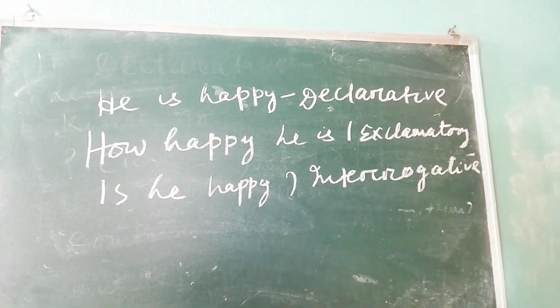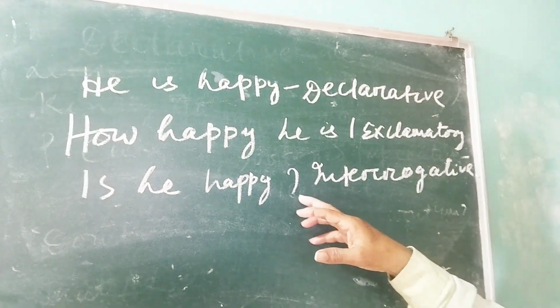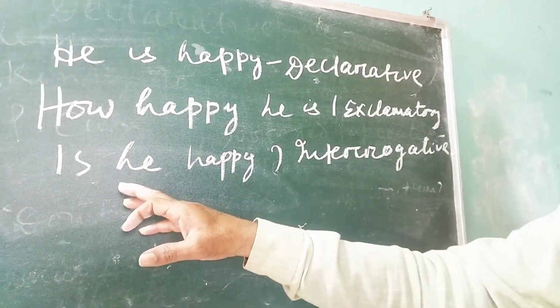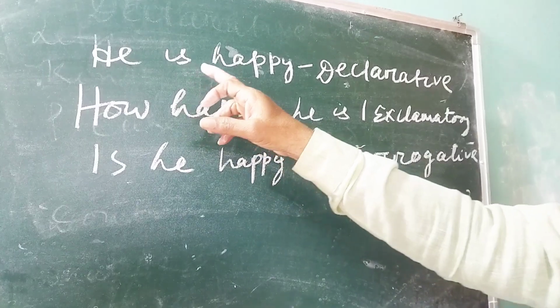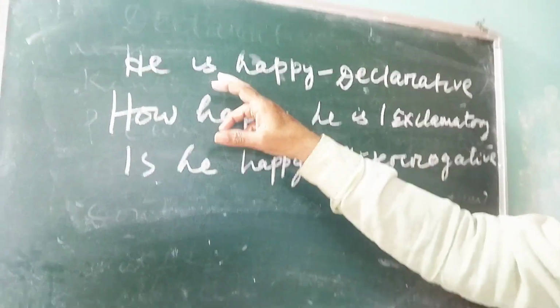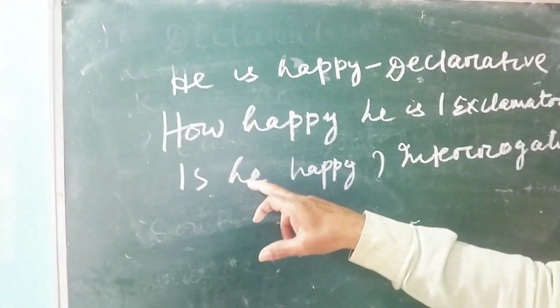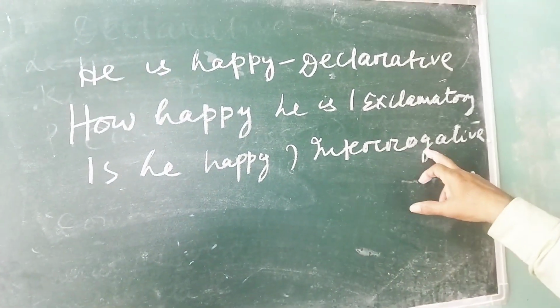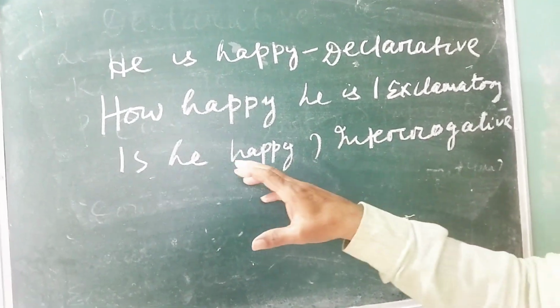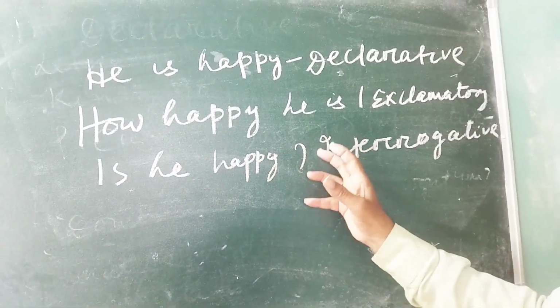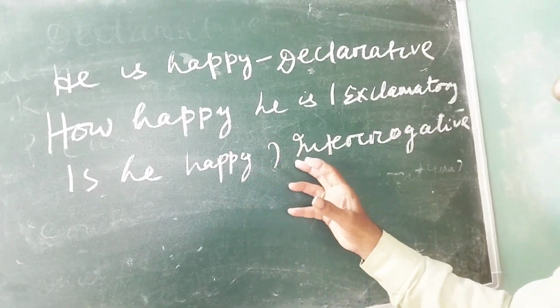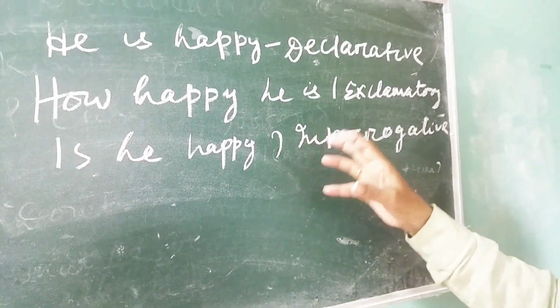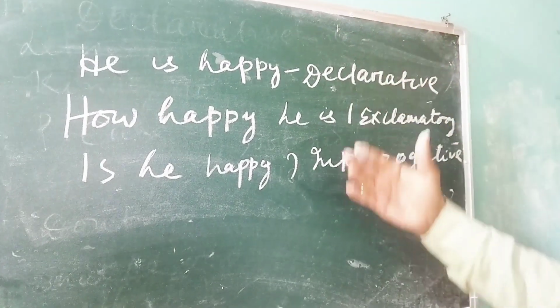So then comes is he happy, question mark is there. So he is happy, so turn that verb to the front position, that is, is he happy. That is called interrogative sentences. Question mark is there. What do you eat? Question mark is there. How do you go there? This is also called interrogative sentences.